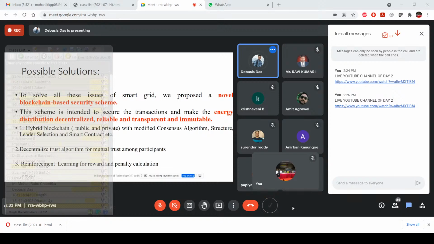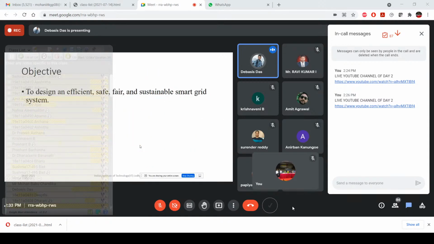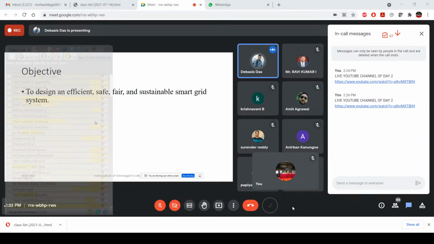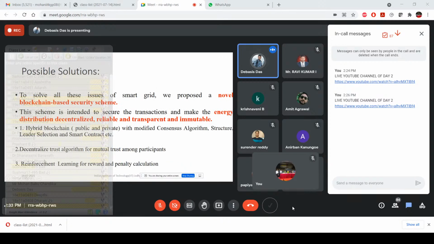As well as, as I just mentioned, reinforcement learning for reward and penalty calculation. For example, if a user uploads surplus energy, then he receives some rebate. And when he receives the rebate multiple times, then somehow he receives some reward type of thing.